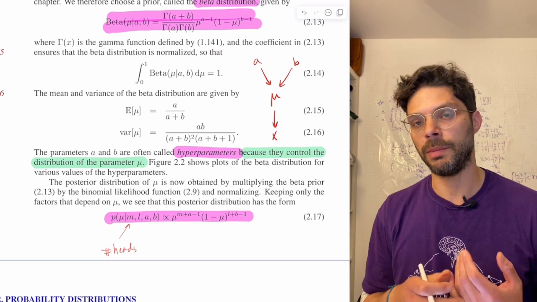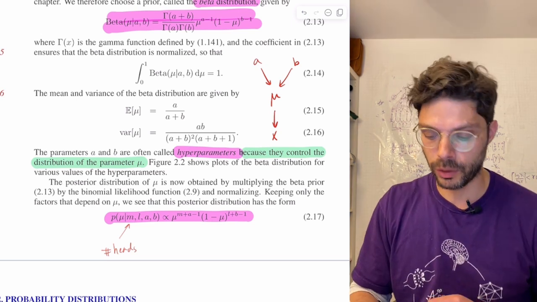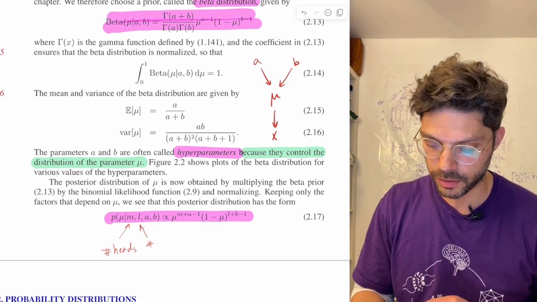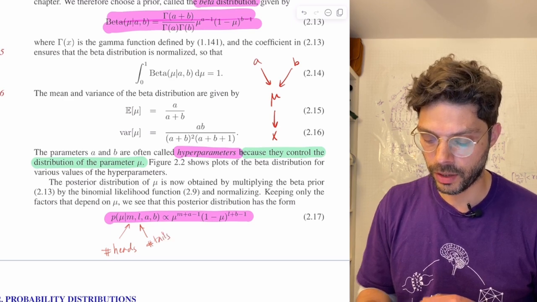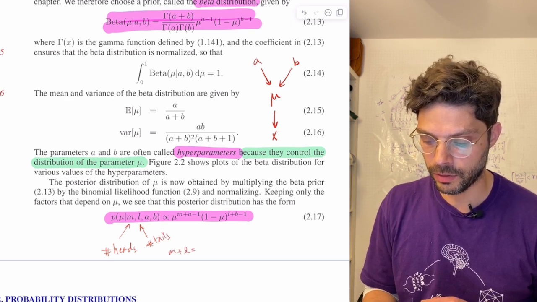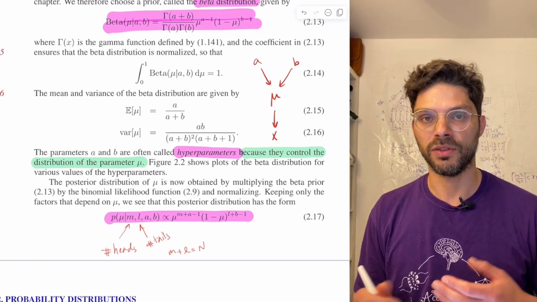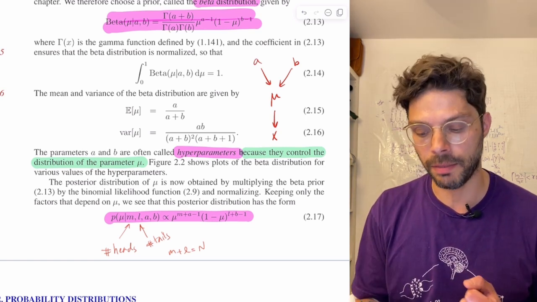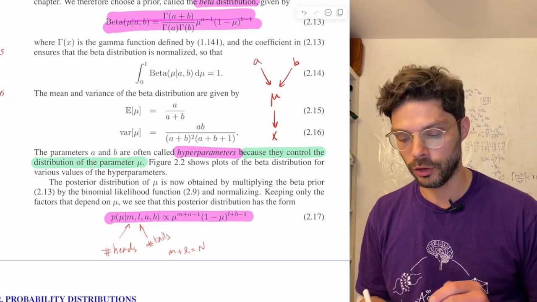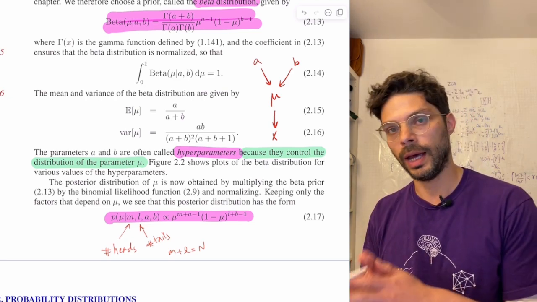And now instead of keeping track of the total number of tosses, we can equivalently just keep track of the number of tails. Right, because then m plus l equals n. So you can choose which form you want to keep it in. But to see where a and b mean in the beta distribution, it's actually helpful to just use this formulation, m and l.